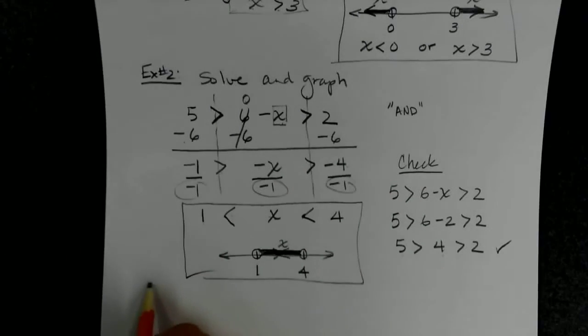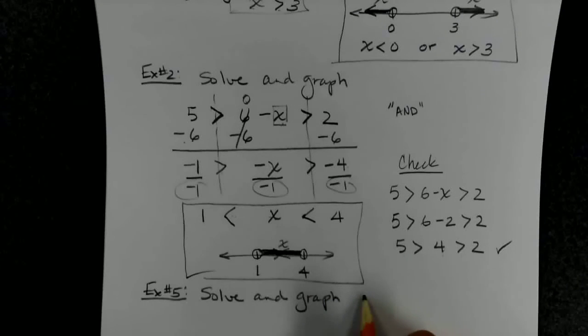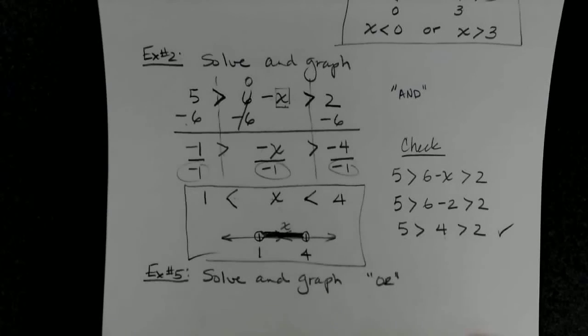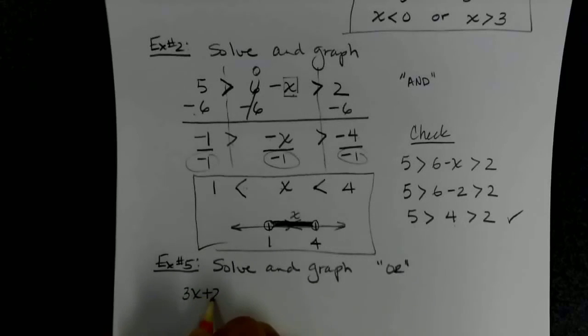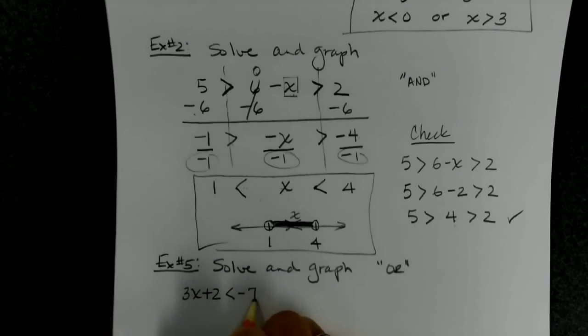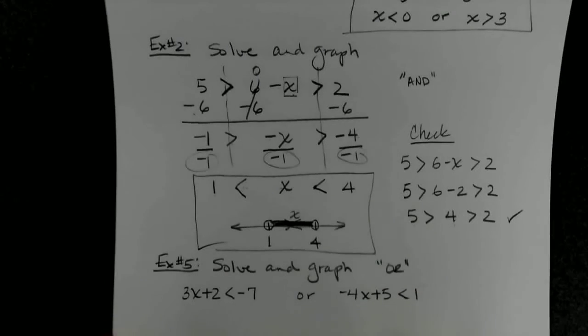The last type of equation that we're going to solve, which is example number 5, is to solve and graph, and this one is going to be for an OR compound inequality. This is an OR, because they actually give you the inequalities separately using the word OR in between them. So you've got 3x plus 2, which is less than negative 7, or we've got negative 4x plus 5, which is less than 1. So we're going to do them separately.